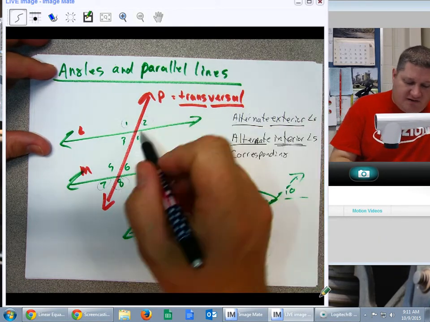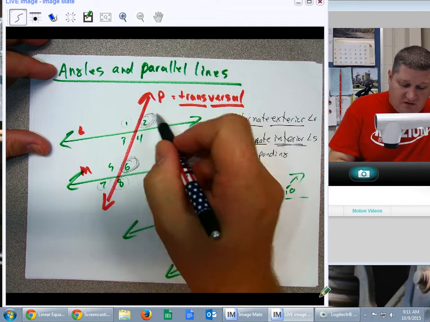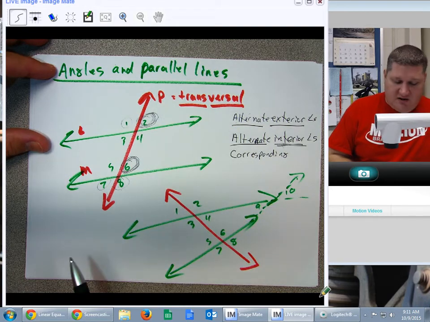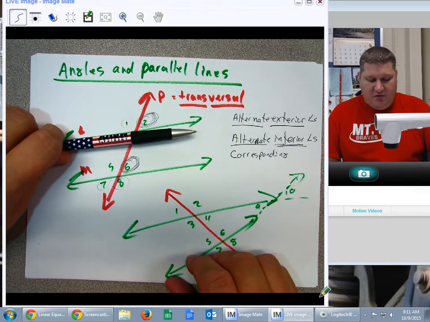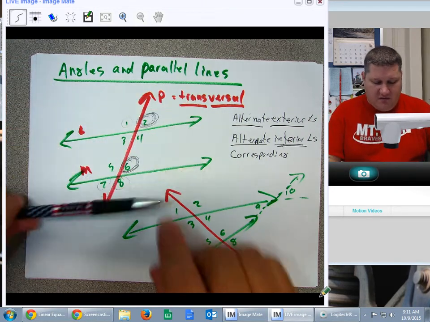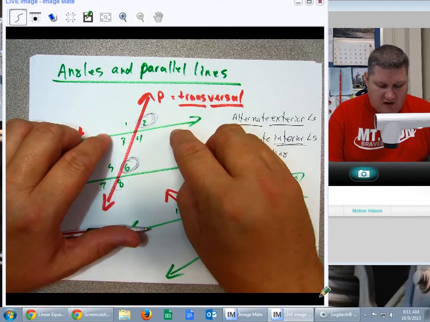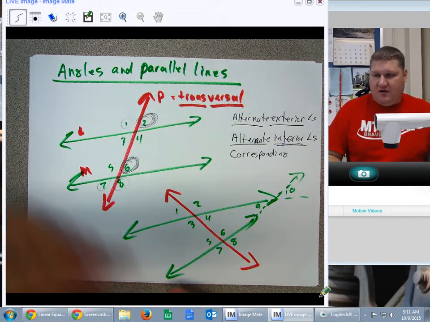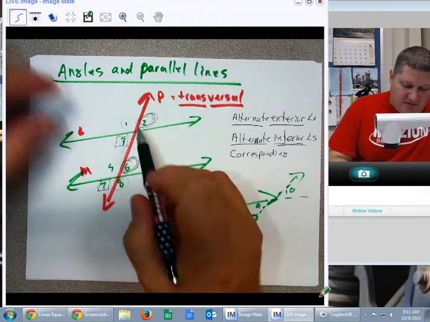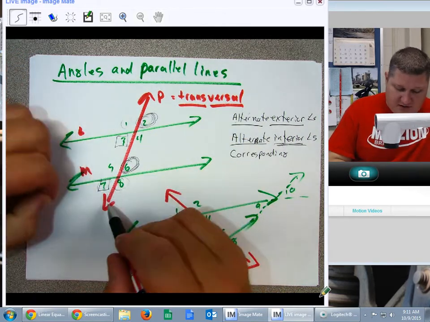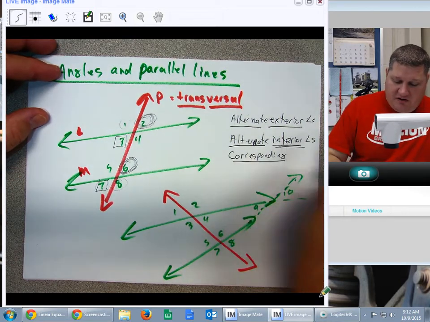You're corresponding. In this case, corresponding would be 2 and 6. 2 and 6 are corresponding, and here's why. They're both on the same side of the transversal, and they're both on the same side of each parallel line. So this one is top and right. This one is top and right. So they correspond. Now, 3 would also correspond to 7 because they're bottom left, bottom left. So alternate exterior, alternate interior, corresponding.